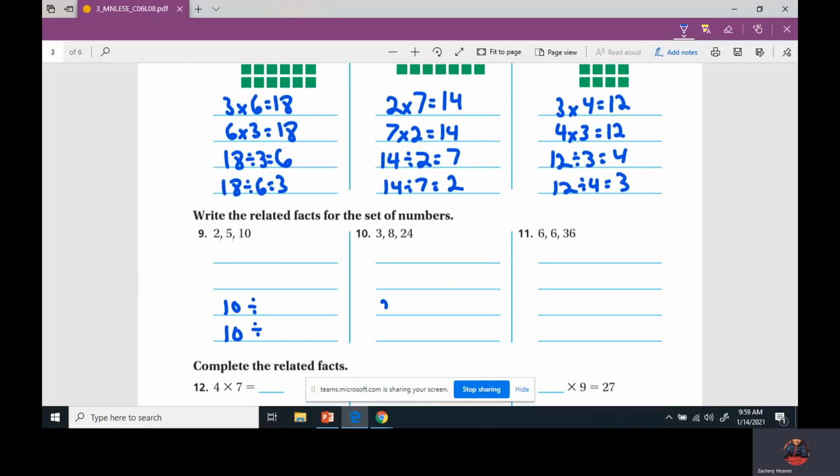Oh, right here. The biggest number is 24. 24 divided by what? My biggest number is 36. 36 divided by what? Or we'll look at that one in a second. So it has the same vector.